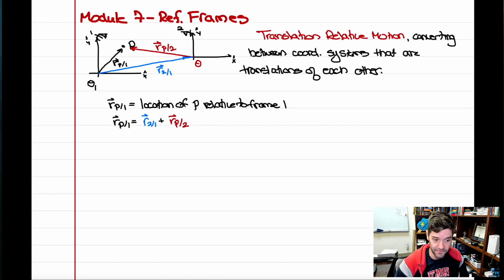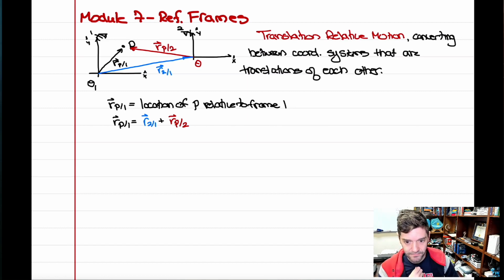So it's really just vector addition. If I have a vector, the blue vector, that connects the two reference frames, I can translate between the position of p relative to 1 and the position relative to 2 just by a very, very simple vector sum.